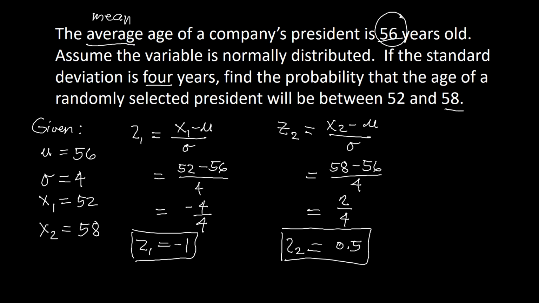So we are looking for the probability that the age of a randomly selected president will be between 52 and 58. So that means we are looking for P of, the lowest value here is negative 1. So we have that as negative 1. And of course, we have the other value as 0.5. So we are looking for that value in our Z table. So let's now locate those values there.